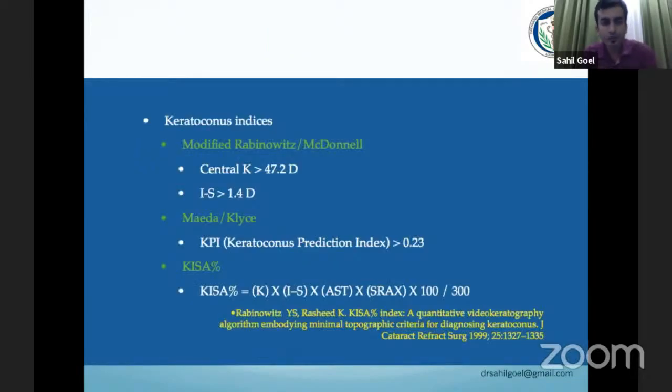Before I go on to interpretation of a topography or a quad map, for the residents, please understand that this, which is one of the oldest, by Rabinowitz and McDonald, to date still stays the mainstay for diagnosis of keratoconus. No matter which hi-fi machine you are using, please do not forget the basics. The basic was the Rabinowitz-McDonald criteria, whereby a K value of 47.2 and inferior superior asymmetry of 1.4 were the two cutoffs given. After that came the KISA index, in which, in addition to this, astigmatism and skewing of the radial axis were also considered. If you are clear about these four basic criteria, you'll be able to interpret the corneal curvature maps, anterior topography, easily.